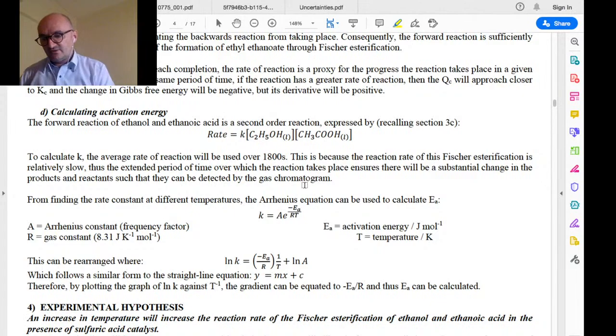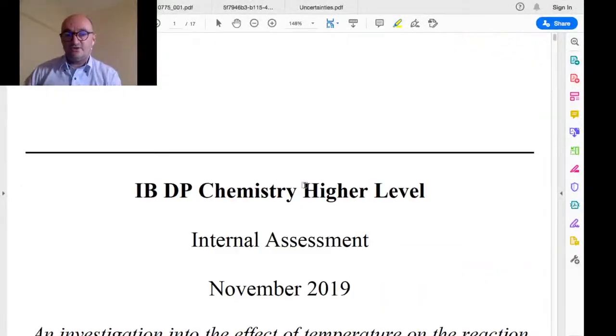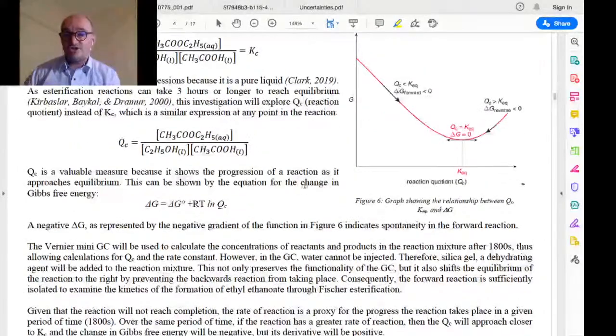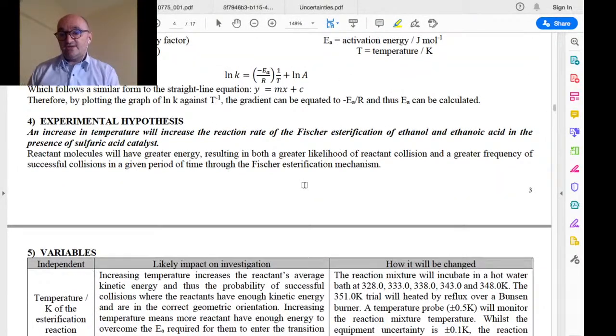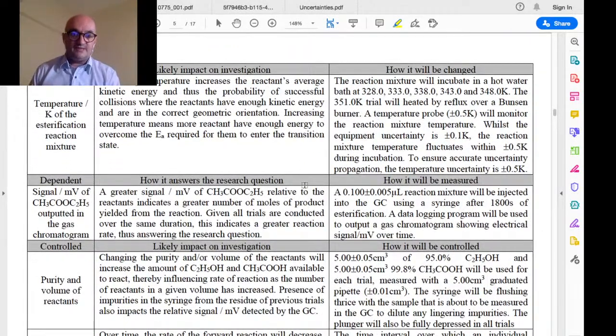Now the last IA had Arrhenius in there, but this one actually states that that's what he's going to be looking at. So his research question actually ties in with his method. So it's quite a nice preamble. There's a good depth of chemistry. There's a good explanation of what he's going to be doing. And then I'd say the variables treatment here is pretty exemplary from a year 12 IB student.